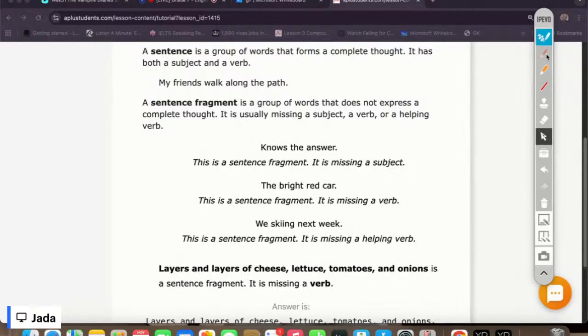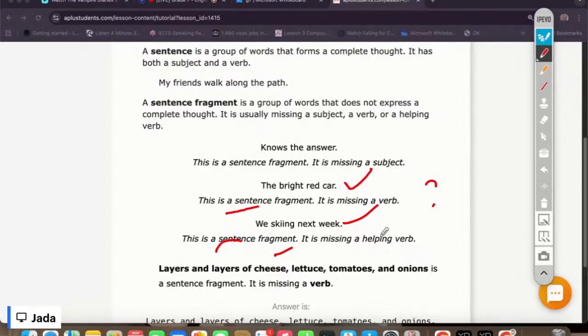Then we have: "The bright red car." This is a sentence fragment. It is missing a verb, because what happens to the bright red car, we have no idea. Then: "We skiing next week." This is a sentence fragment. It is missing a helping verb, because you can basically just say, "We are skiing next week."